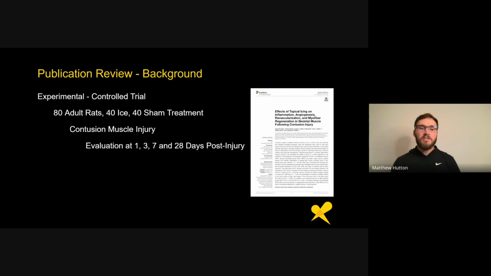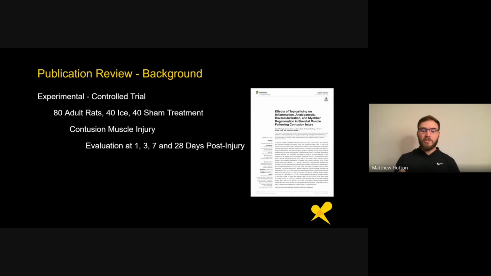for the study design, they took 40 rats and put them into the ice group, and they put 40 into the sham treatment group. So they took these rats, they gave them a contusion muscle injury. They basically caused this crush injury that compressed the muscle to the point of a contusion injury. One, humans don't have this kind of injury. We rarely see this style or mechanism. Two, the extent of this injury is so much greater relative to body size. They've contused the entire area of their hamstrings. This is a massive injury to this poor rat.